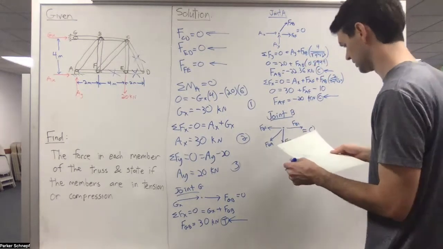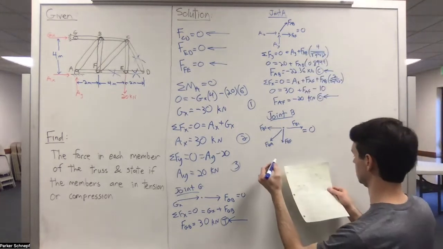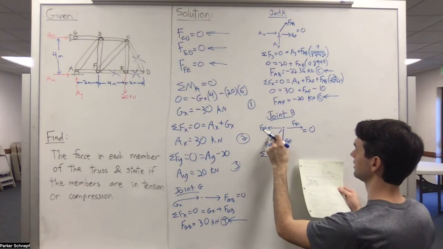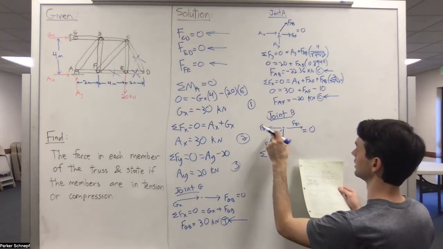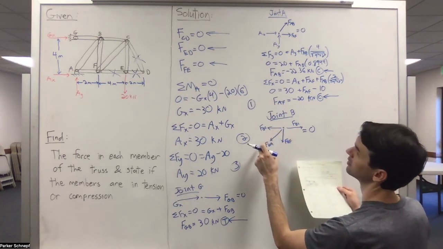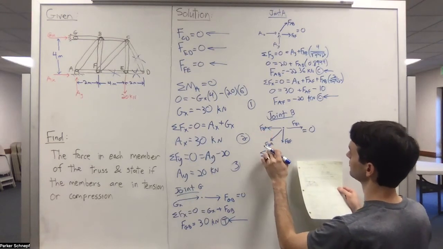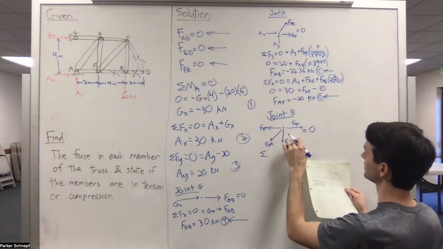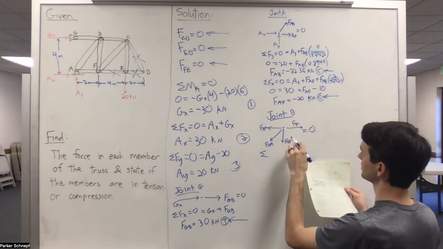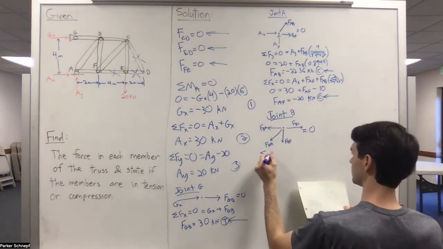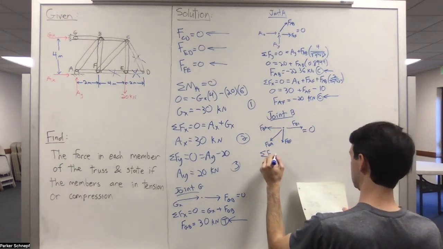So we've got joint B. In this case, I have 2 unknowns. I already know FBG, I already know FBA. I don't know FBF or FBC, but one is totaling the X direction, one's totaling the Y direction, so this will be really easy to solve. I'm going to start with the sum of the forces in X.